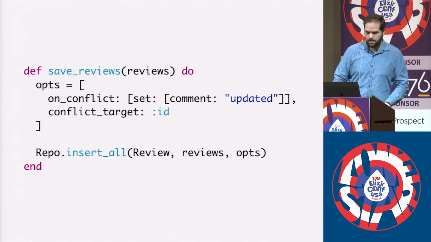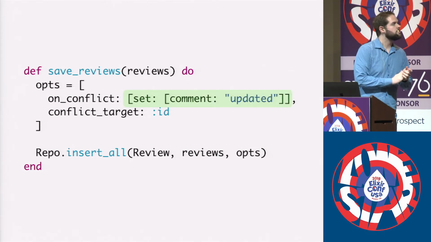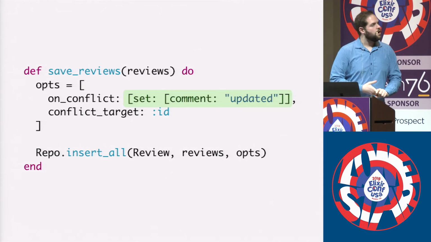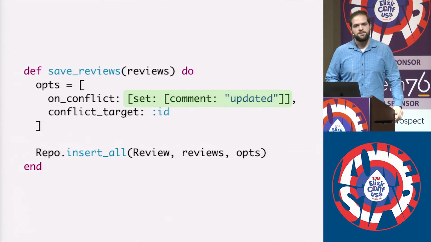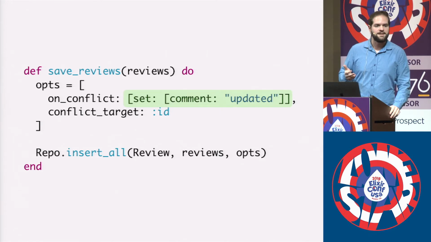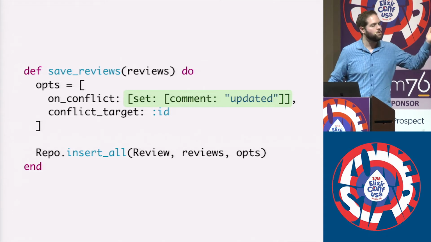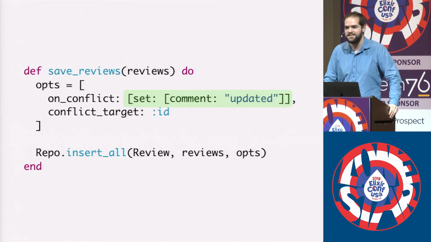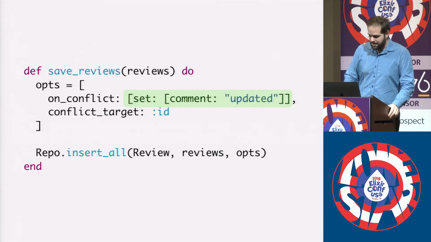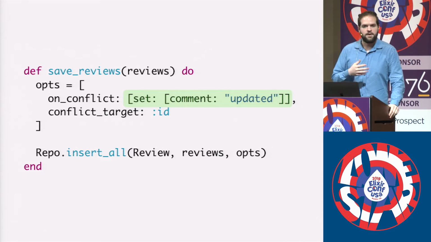But the problem is, what if we don't want to update everything? What if we just want to update one or two of the fields? And so let's say we only want to update the review body that we're saving into the comment field. So we can do that by setting the comment on conflict. Now, the problem with this is now we're hard-coded. So at this point, we're not actually gaining any benefit from using that insert all again. All of our reviews that we bring in will now be set to say updated if they already exist in the database.